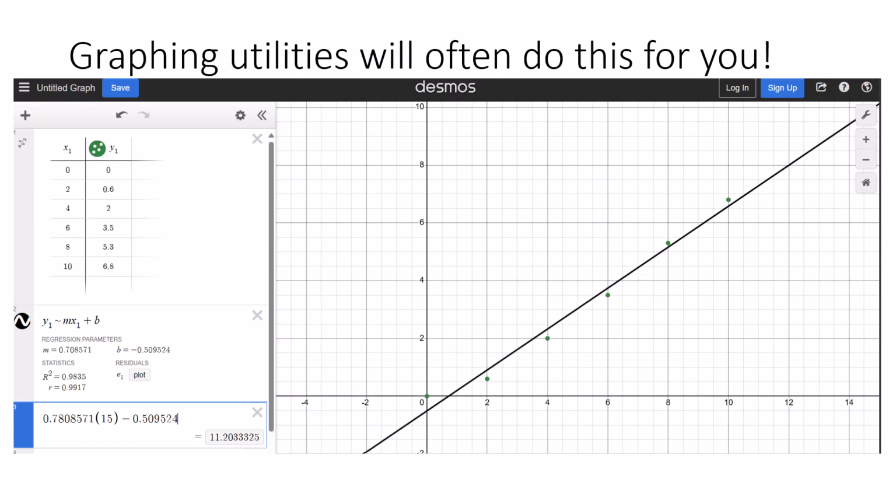All right. Now, graphing utilities will often do this for you. So graphing utilities would include like your battery of graphing calculators. I use Desmos for this, okay? And we can kind of talk about how that student did her work.